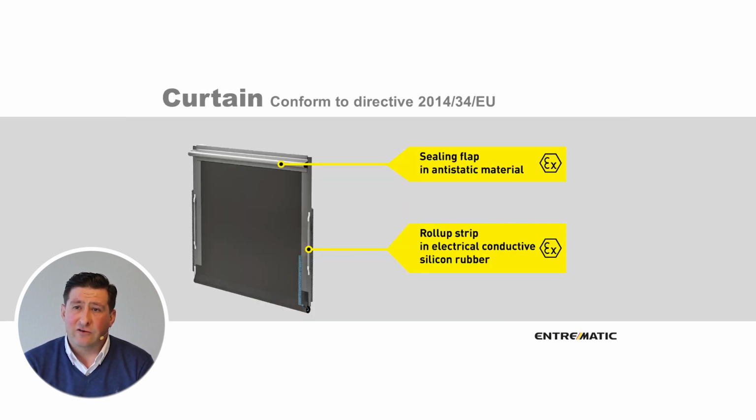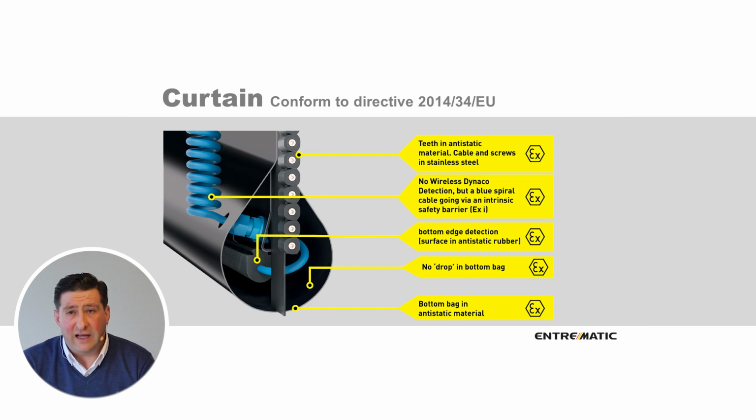Sealing flap and roll-up strip are electrical conductive or anti-static materials. The roll-up strip is a silicone rubber and the sealing flap is an anti-static, same as the curtain itself. The teeth look the same as the M2, but they are also in a different material, an anti-static material. Also the steel cable and the screws are stainless steel.